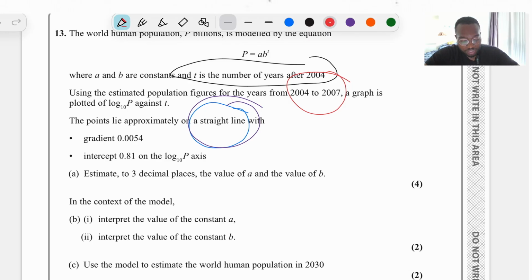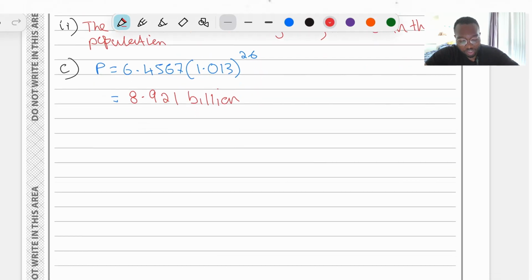Well, not really, because it's just so far off. The data will be outdated, okay? So you need to really relate it to the model we've been given and the years we've been given. If this is between 2004 and 2007, it's going to be outdated, okay? So it's not really a reliable method.